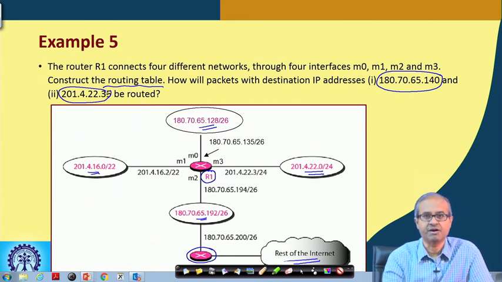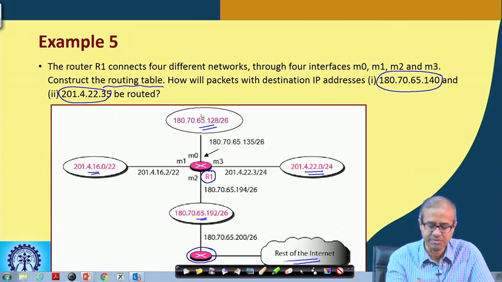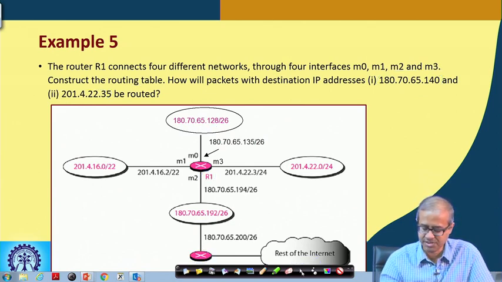and secondly, for these 2 packets, how they will get routed. Well, the routing table will be very simple. There will be 4 entries, one corresponding to M0 with this network, M1 with this, M2 with this, M3 with this, and the default will be this. Via this default it will go here. So, I am actually showing you the solution, you can just verify.